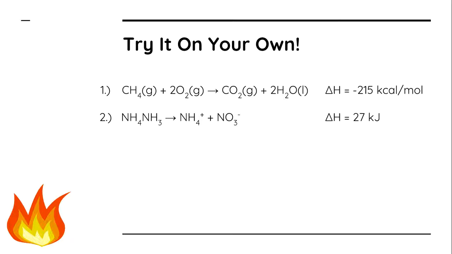On the first problem, the delta H is negative 215. The delta H is mainly what you'll be looking at here. The problems don't necessarily come into play right now. So for the first one, the delta H is negative 215. So would that be endothermic or exothermic? It would be exothermic because it is negative, meaning heat is being released from the system.